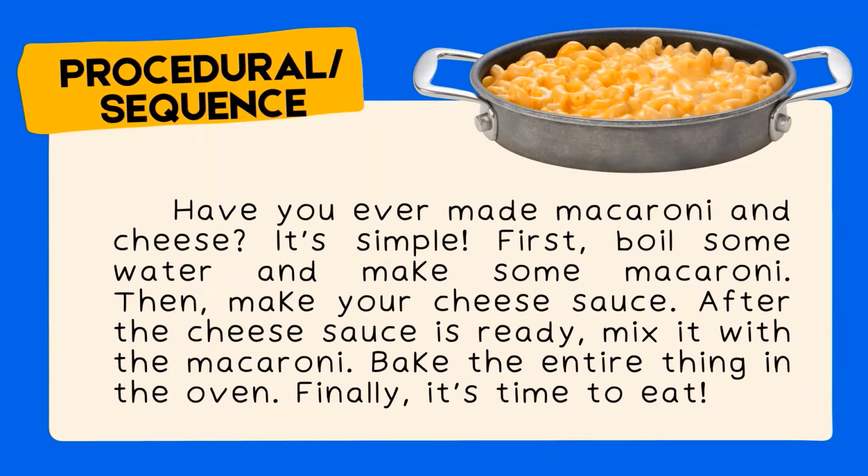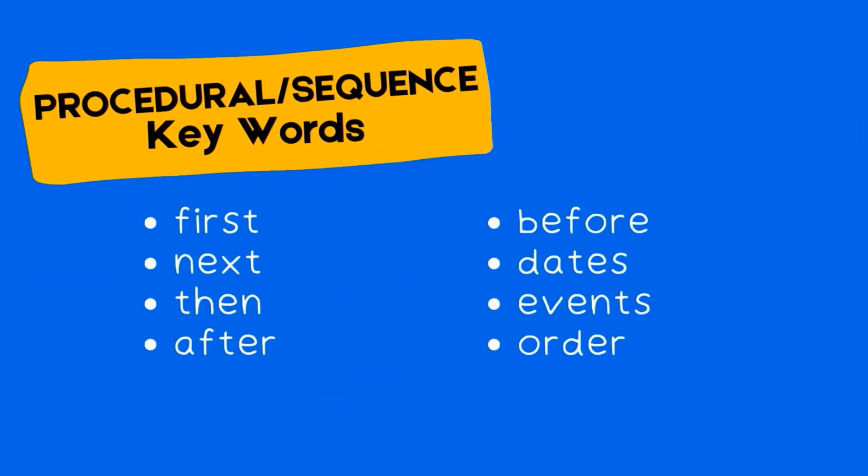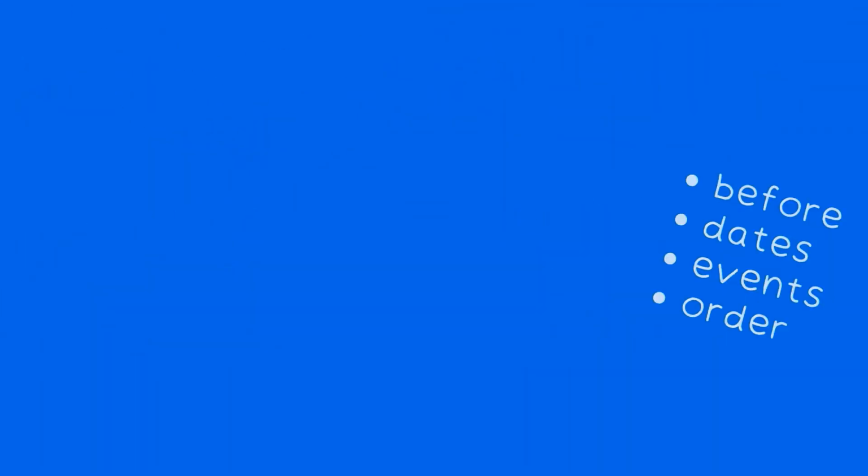Have you ever made macaroni and cheese? It's simple. First, boil some water and make some macaroni. Then, make your cheese sauce. After the cheese sauce is ready, mix it with the macaroni. Bake the entire thing in the oven. Finally, it's time to eat! Words like first, then, after, and finally are hints that sequence is being used. Here are the other keywords for sequence text. We have before, dates, events, and order.